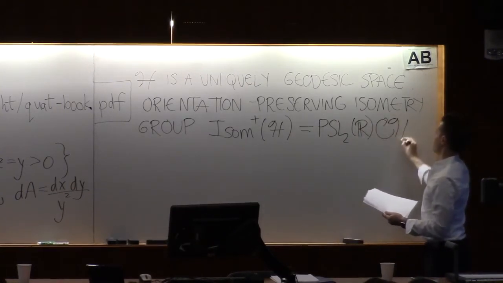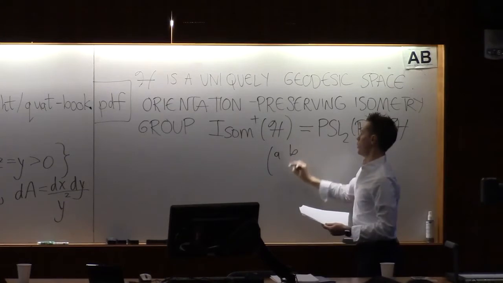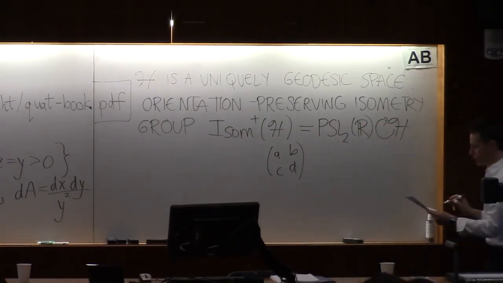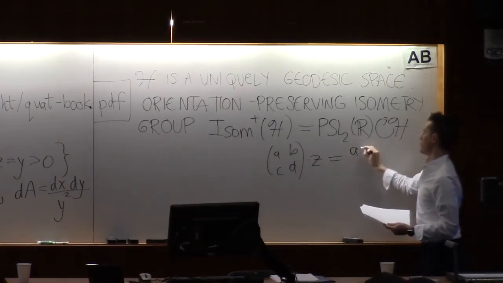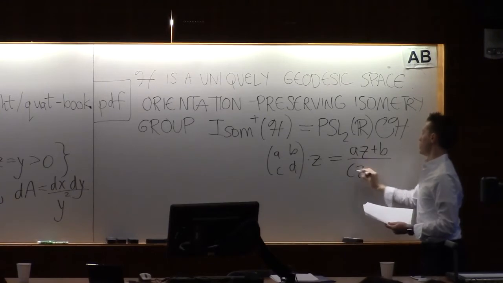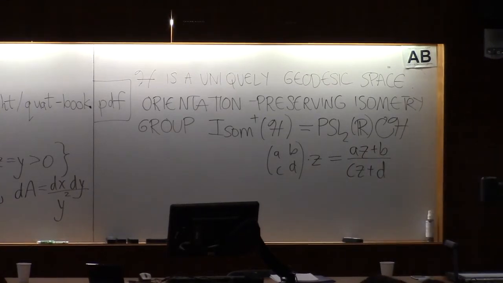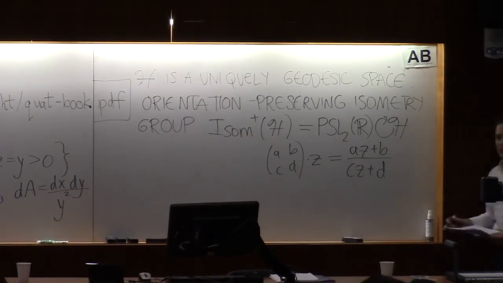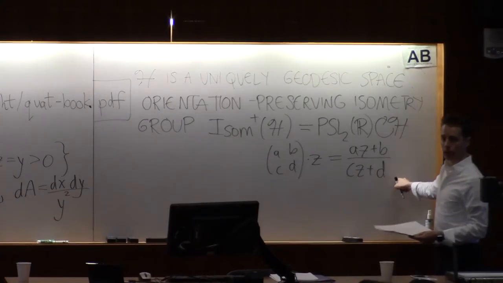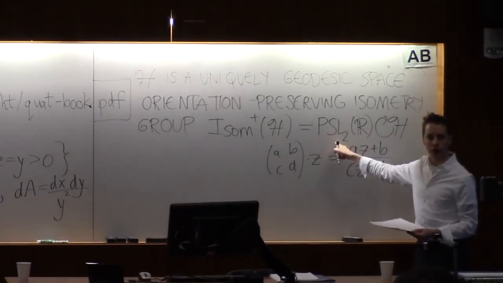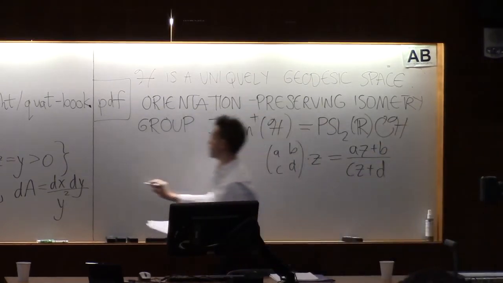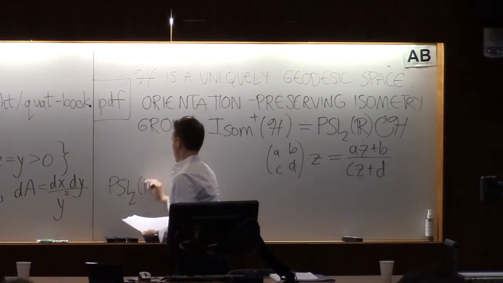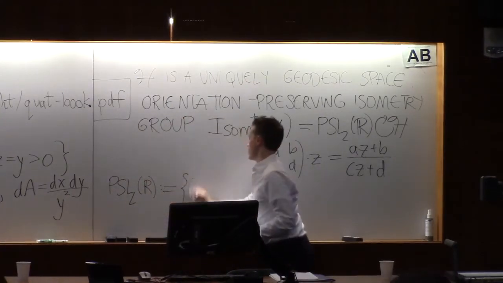This group acts on H by linear fractional transformations. So I have a matrix ABCD in PSL2R, and a point z in the upper half plane. It acts as (az plus b) over (cz plus d). This is well defined because if I change the sign of my matrix by swapping the sign on all of a, b, c, and d, then I get the same number here. SL2R, you guys know these are the matrices of determinant 1 in, okay, I'll write that too. As you see, I like to be complete.